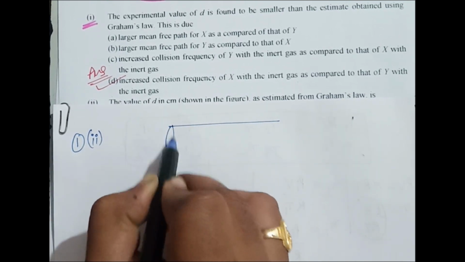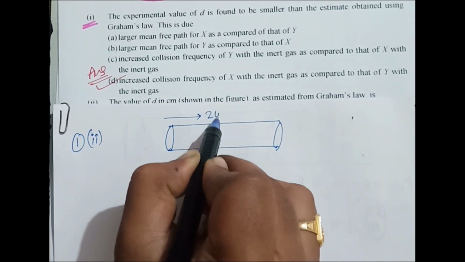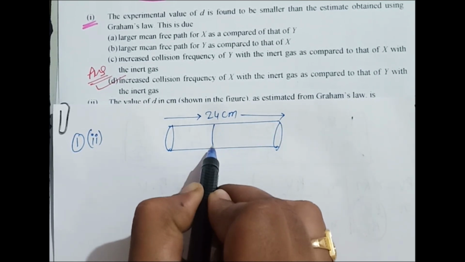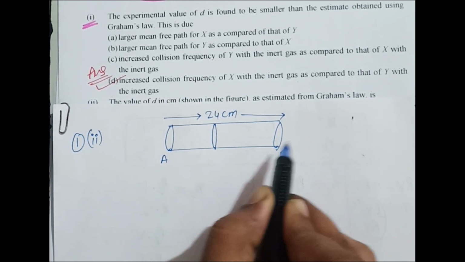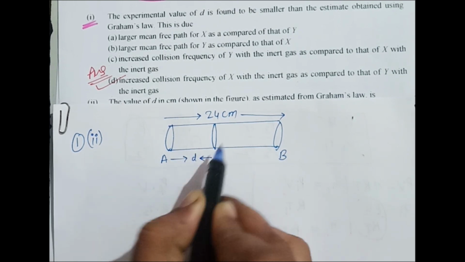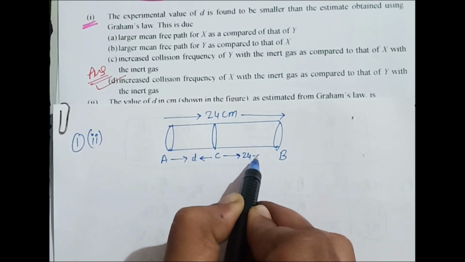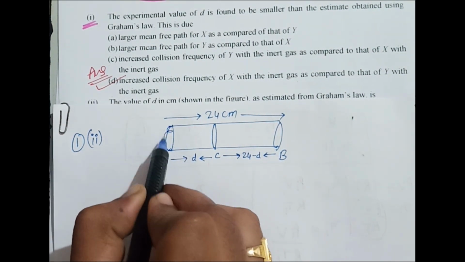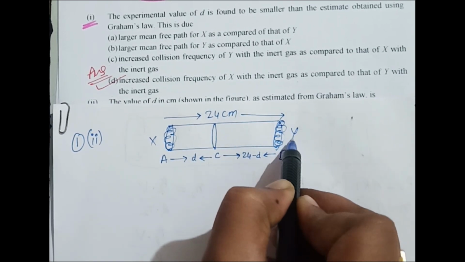This is a long tube, and the total distance is 24 centimeter. Here they are meeting at point C. So this is, let us say, A, B, C. This distance is D. Then what will be this distance? It is 24 minus D, correct? Here we kept X substance and here we kept Y substance.